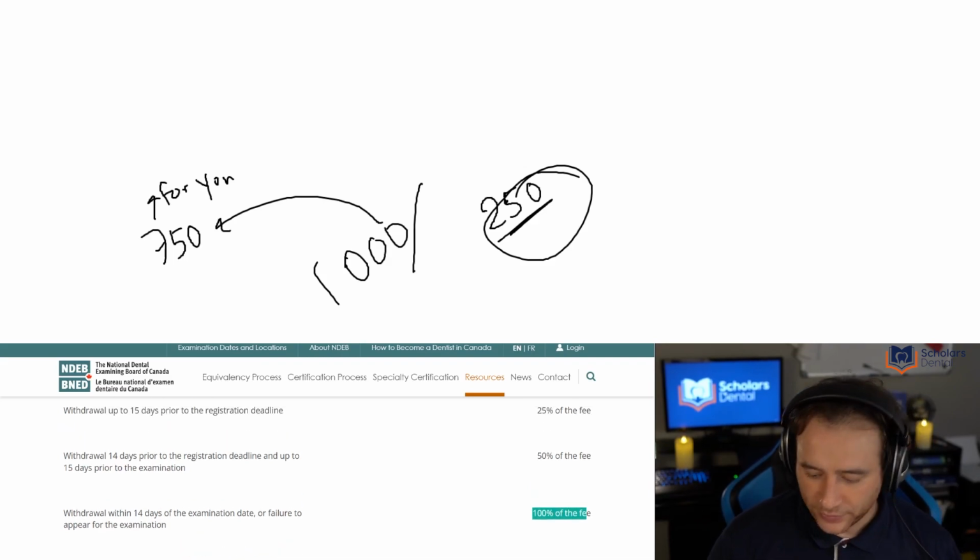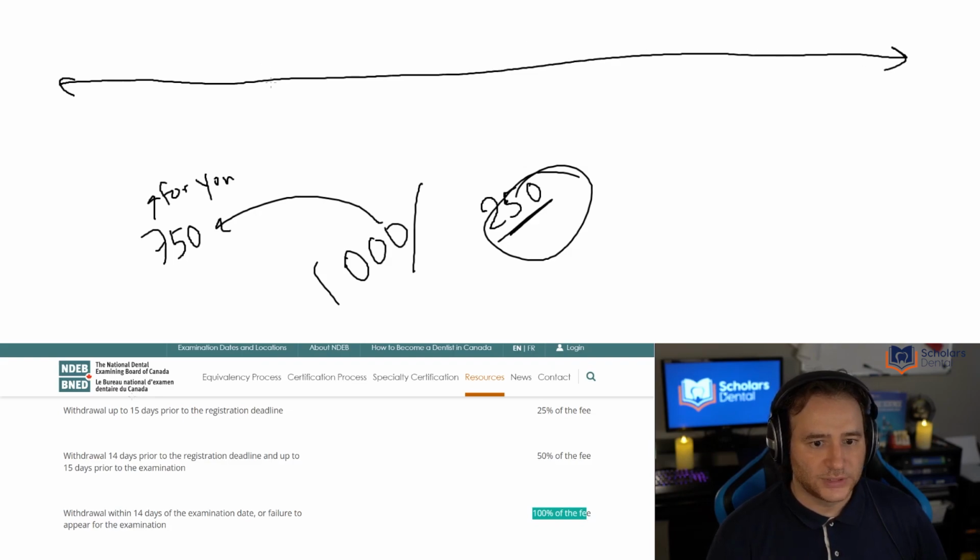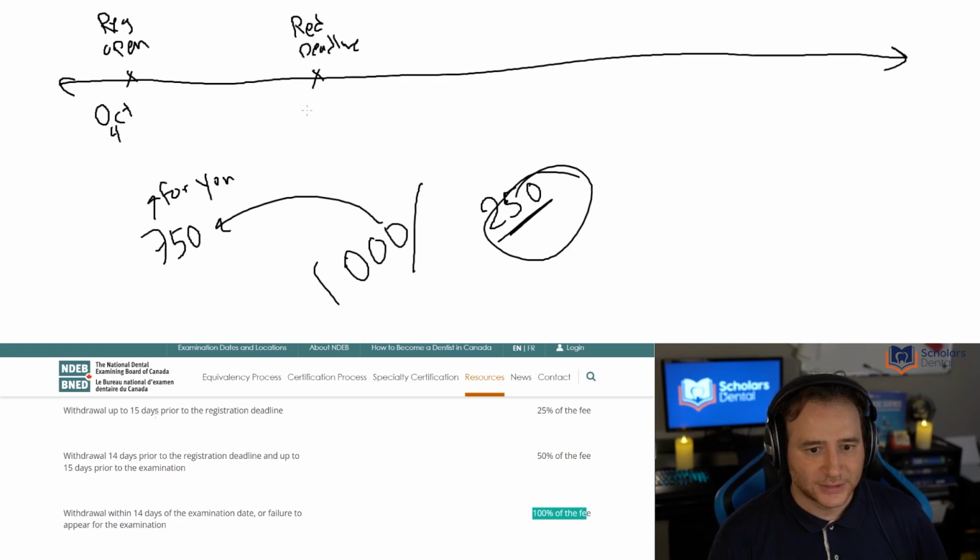Okay, so let's just draw this one more time to kind of make sure we understand how this works here. Okay, so it's going to look like this. If we draw a timeline here and we say the registration for an exam opens here, let's say the registration open date is here. Let's just call it October 4 for example, okay? And then the registration deadline is over here. Let's just say it's November 12. Okay, these are not accurate dates.